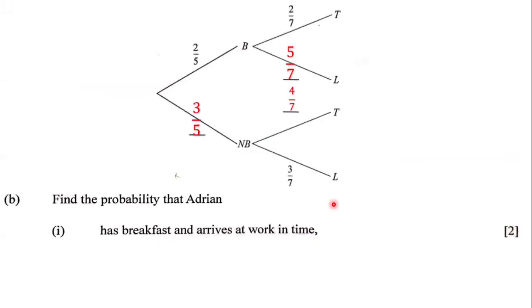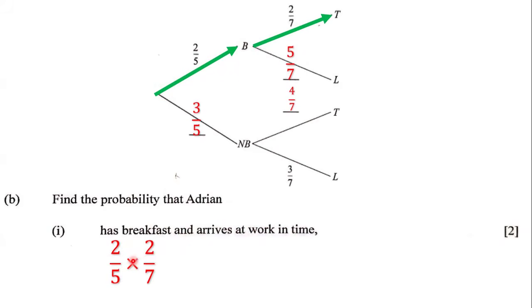Next, it says find the probability that Adrian has breakfast and arrives at work in time. So we have to first consider this one, and then we have to consider this one. The probability that he has breakfast is 2 over 5. And if he has breakfast, the probability that he arrives to work on time is 2 over 7. So we put 2 over 7, and then we multiply. We multiply because it says and: has breakfast and arrives to work on time. So we use multiplication because they tell us and.